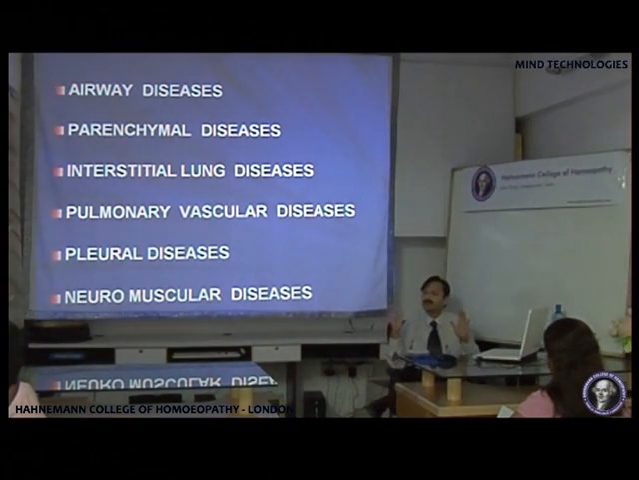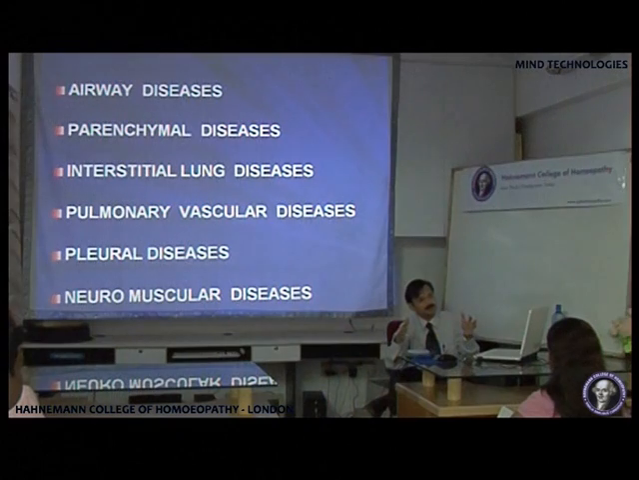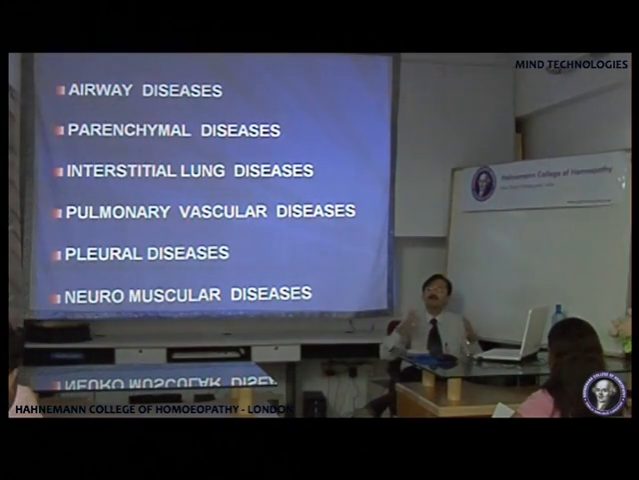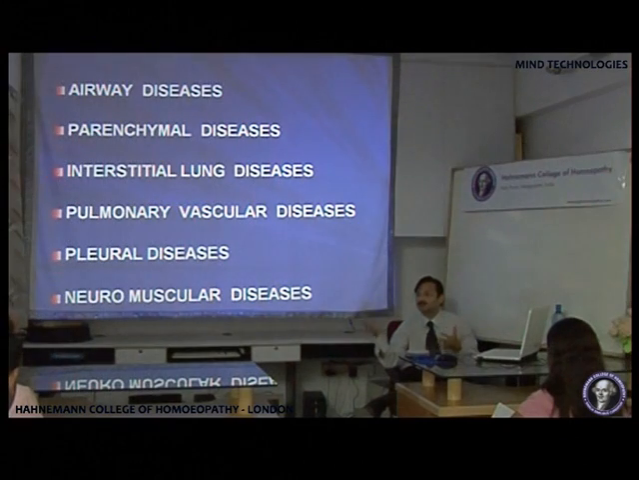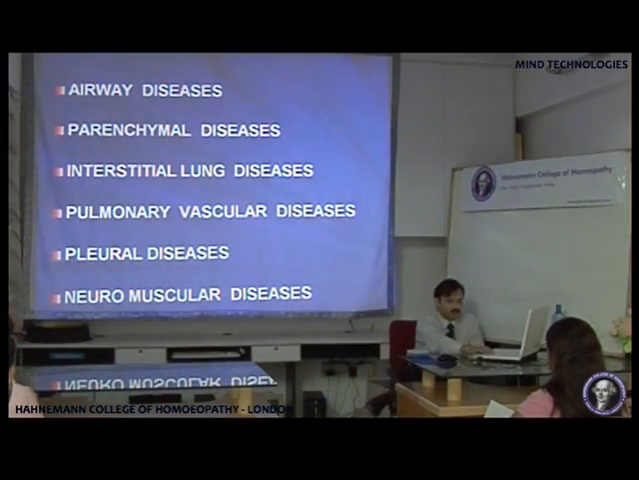So that finishes the lungs. But beyond the lungs there is a pleura. Any disease of the pleura would be called pleural diseases. And beyond the pleura come the muscles, the rib cage. So it's a neuromuscular disease. So now this segregation is very important. Why is it important?